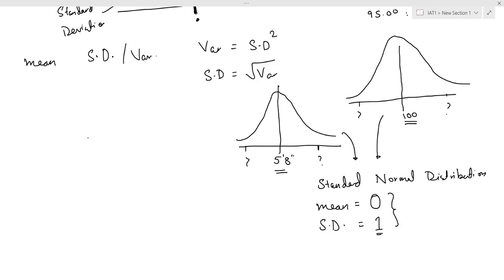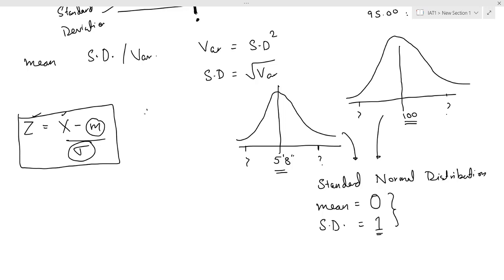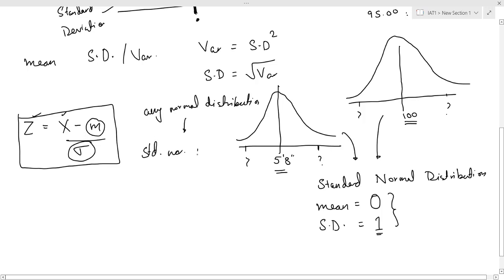And what is the formula to convert your normal distribution into standard normal distribution? The formula is given by Z = (x - m) / sigma, where m is your mean and sigma is your standard deviation. I will explain what x is, what z is in a few minutes. When we solve the sum, you will understand. But this is the formula by which we can convert any normal distribution into standard normal distribution. Okay, so this is what we are going to do in the next two sums, right?